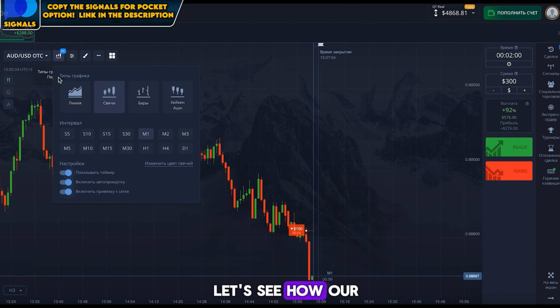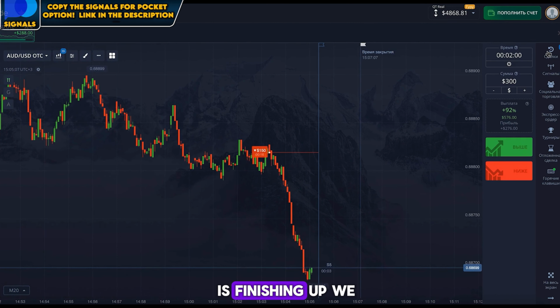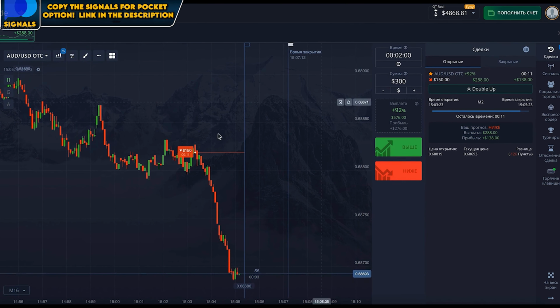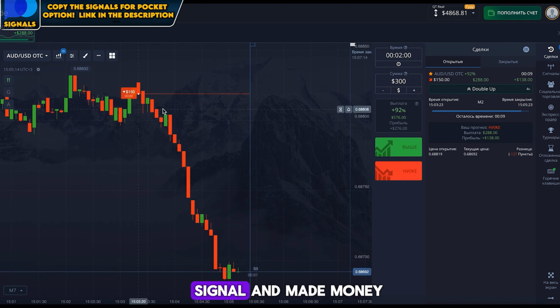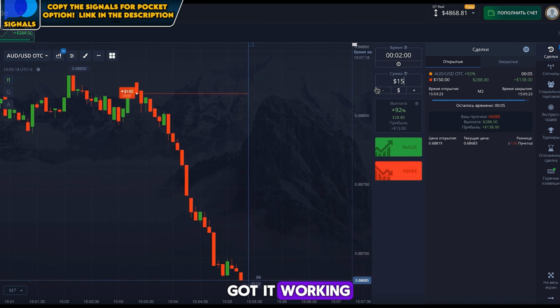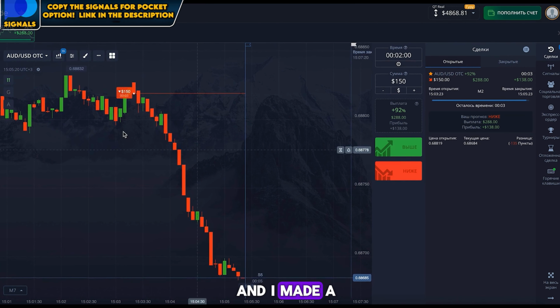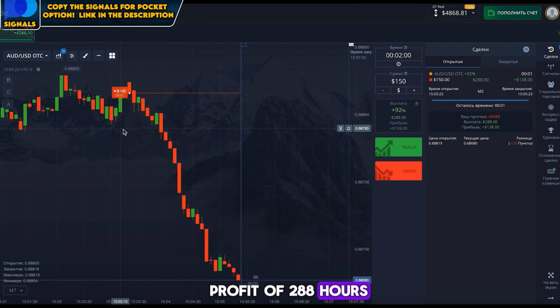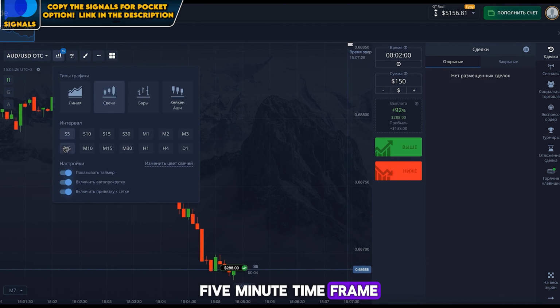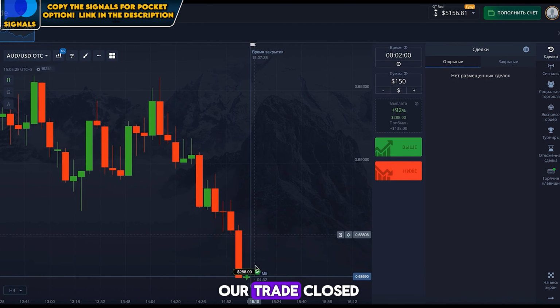So guys, let's see how our trade that I placed for 2 minutes is finishing up. We won't need a recovery trade. We worked on this signal and made money. They moved it down, processed this signal and got it working. And I made a profit of 288, which is a good result. Look, I'm switching to the 5 minute time frame. And there it is. Our trade closed.